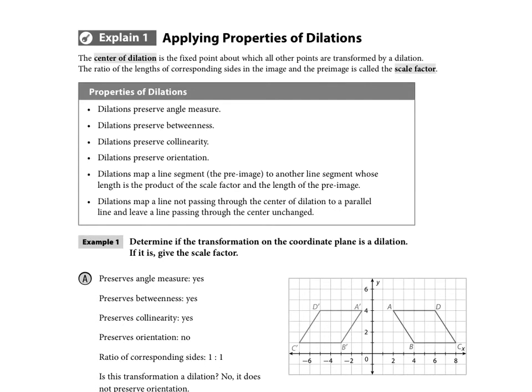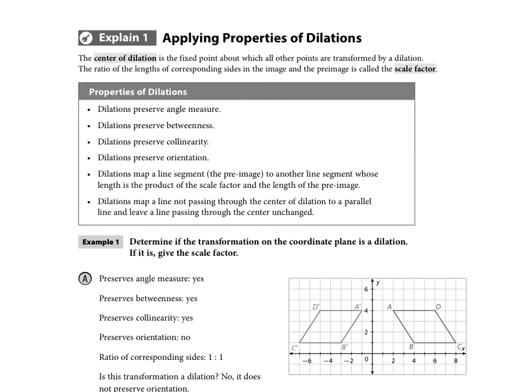Alright, on page 579 here we are with Explain 1, and we're just going to be talking about applying properties of dilations. The center of a dilation is the fixed point about which all the other points are transformed when you're doing a dilation. So it's the one that doesn't move. The ratio of the lengths of the corresponding sides in the image and the pre-image is called the scale factor.